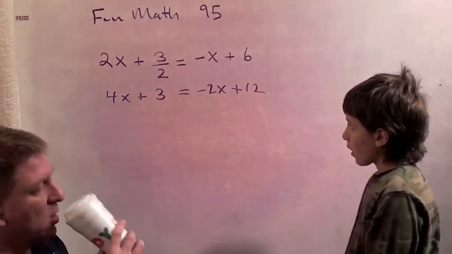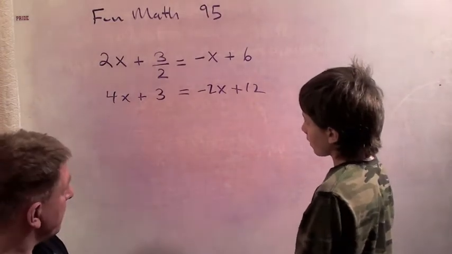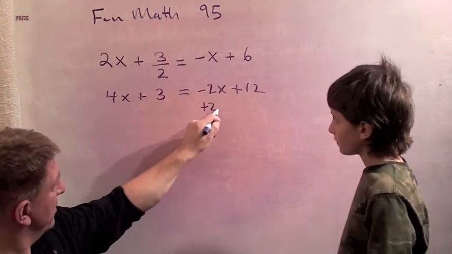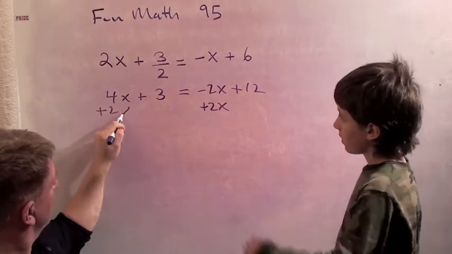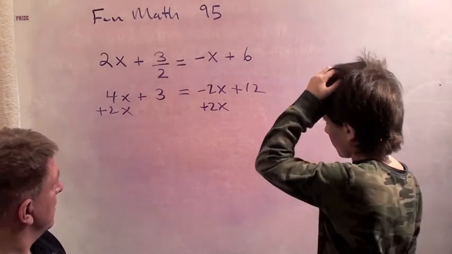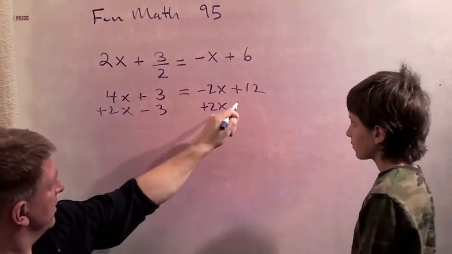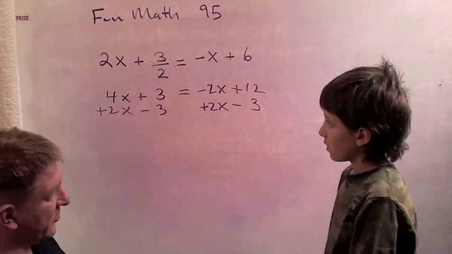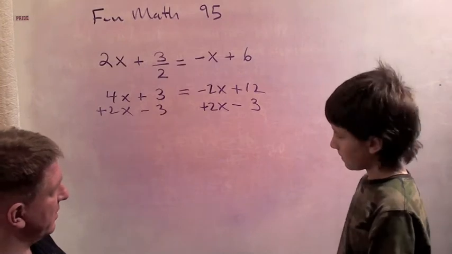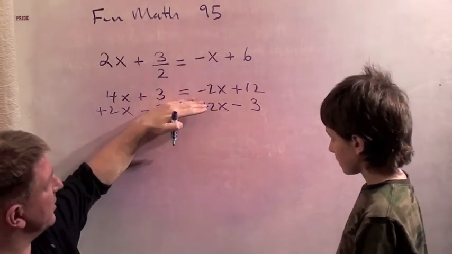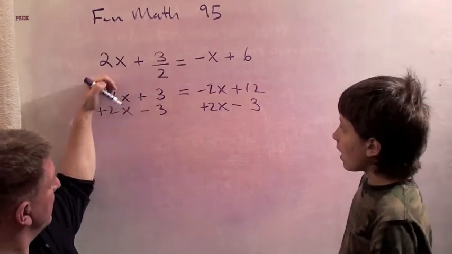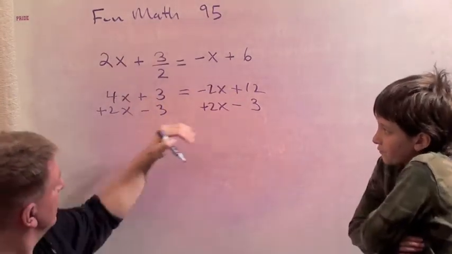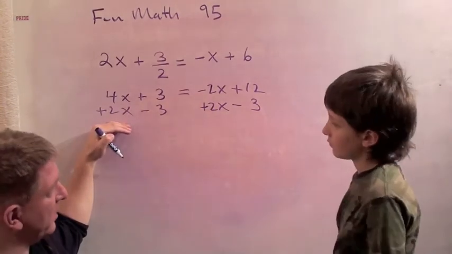Now let's add 2x to both sides of the equation, so plus 2x and plus 2x. Let's subtract 3 from both sides as well. Now why can I add 2x to both sides? Because that's keeping the equation the same. If this side of the equation is equal to this side, and I change this side by adding 2x to it, I need to change the other side by exactly the same amount.